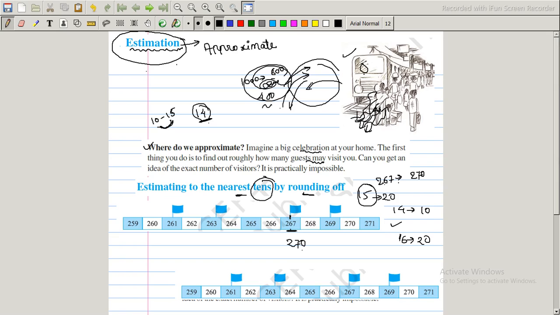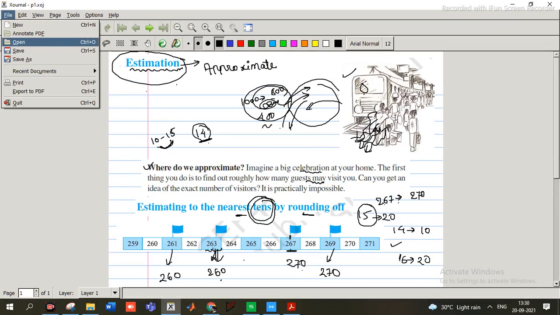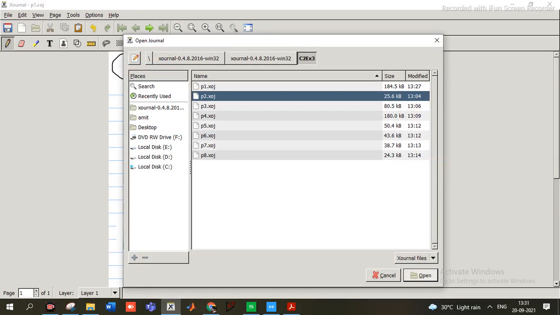I have told it to round off by 10. The round of 263 will be 260, because 270 is farther away than 260. That's why 263's approximation will be 260. 261's approximation will be 260. 269's approximation will be 270. Like that. So this was the introduction of your third exercise. Now let me open some of the examples.